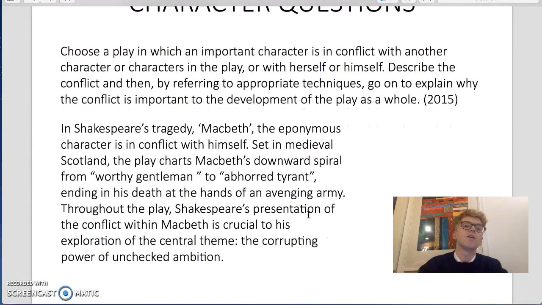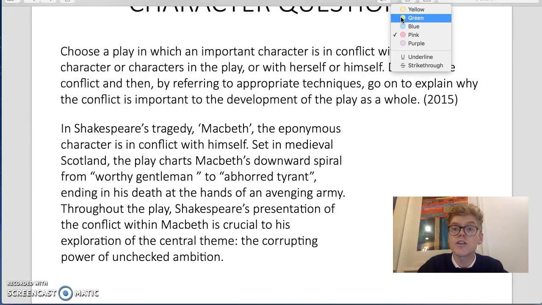Choose a play in which an important character is in conflict with another character or characters in the play, or with herself or himself. Describe the conflict, and then by referring to appropriate techniques, go on to explain why the conflict is important to the development of the play as a whole. And that is from the 2015 past paper. Well, again, the three sentences in operation.